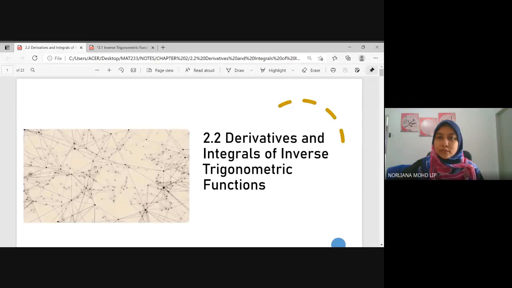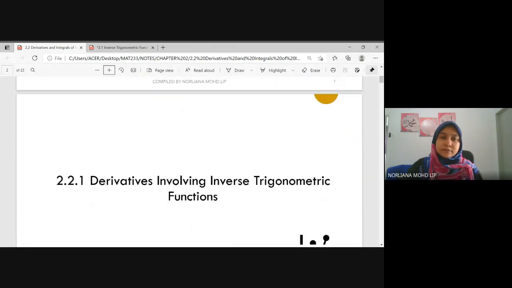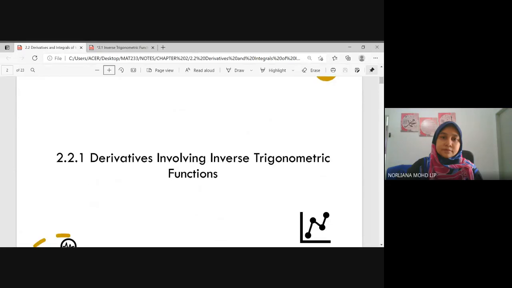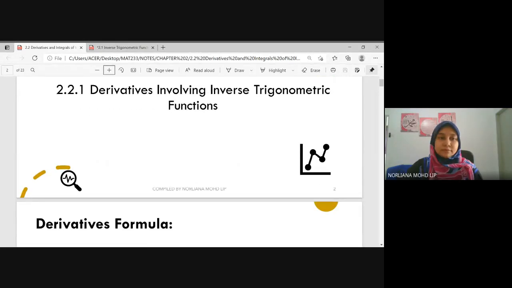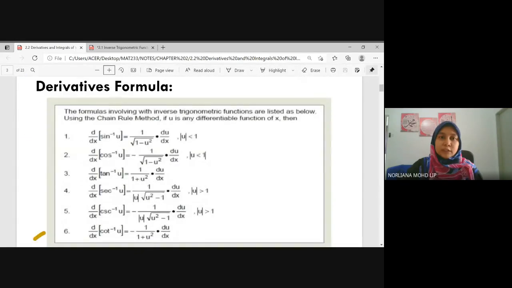Second subtopic. Okay, 2.2, to find the derivative and integrals of inverse trigonometric function. First, we'll look at how to find the derivative of inverse trigonometric function. This is the derivative formula for inverse trigonometric function. The formulas involving inverse trigonometric function are listed in this table.